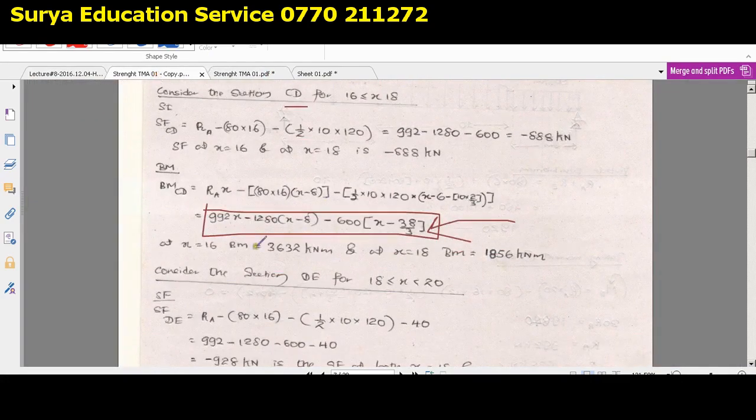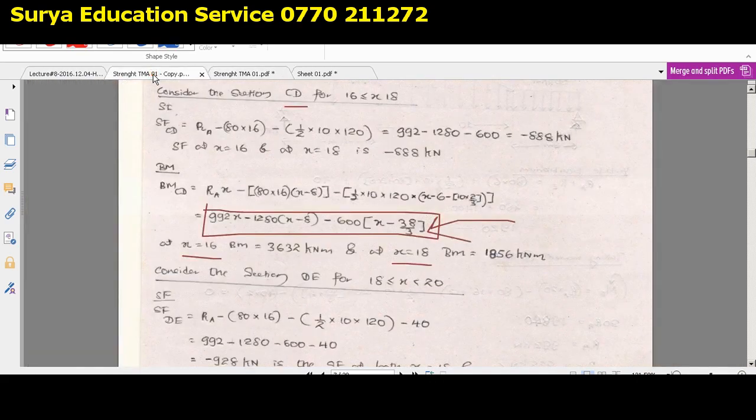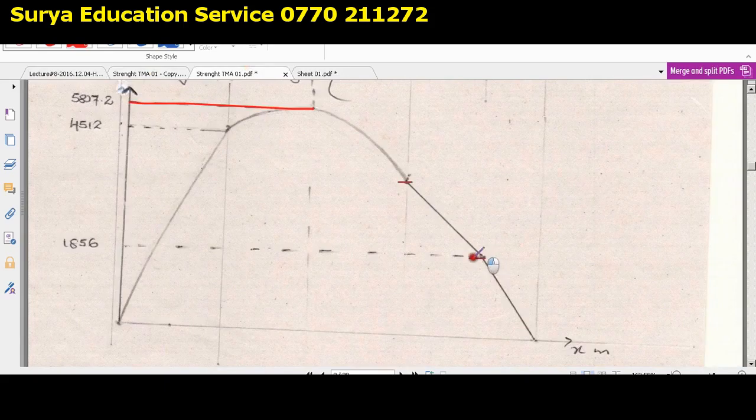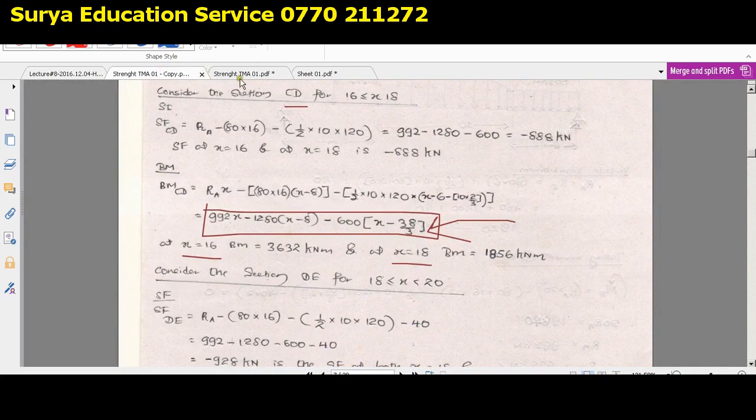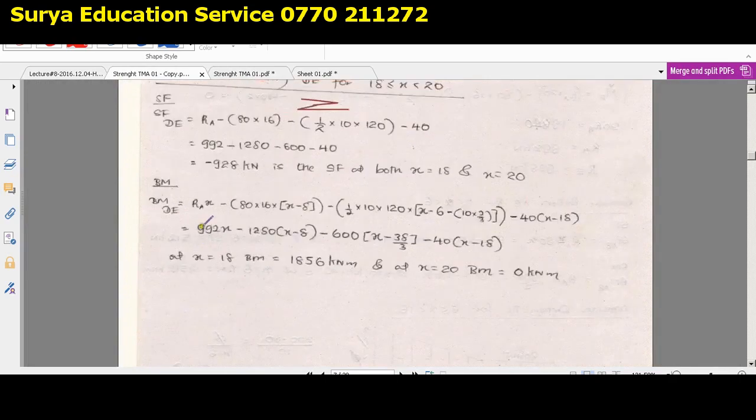So you know there are two values, when x equals 16 and when x equals 18, because those two are the limits. 3632 and 1856. Because you need to locate the values, this is the value corresponding to x equals 16, and this is the value corresponding to x equals 18. So this is 3632 and this is 1856. So the only possible way to connect is by a straight line. Done.